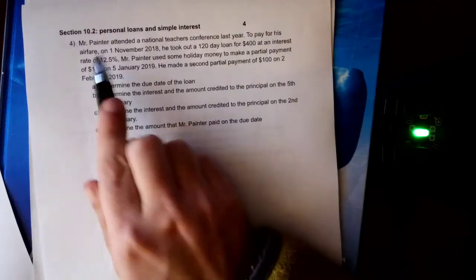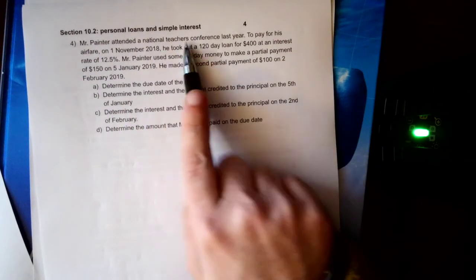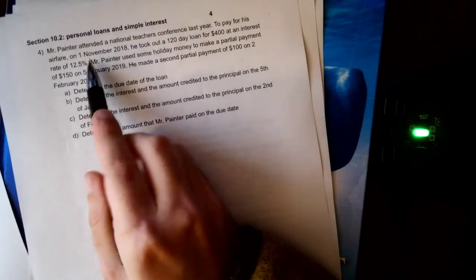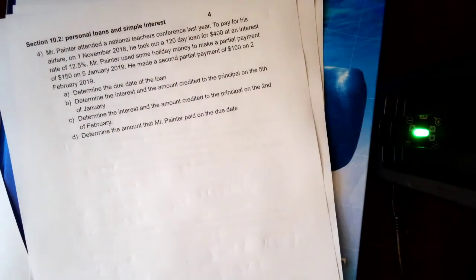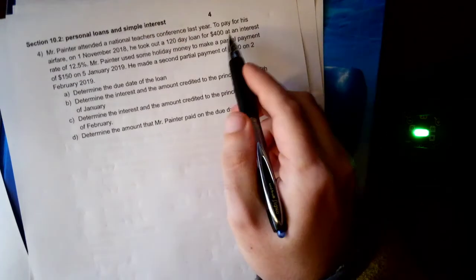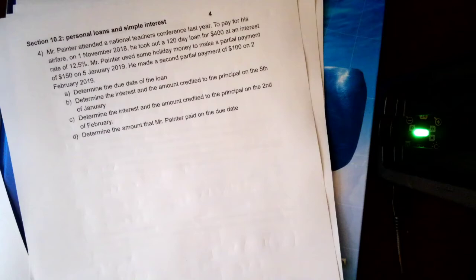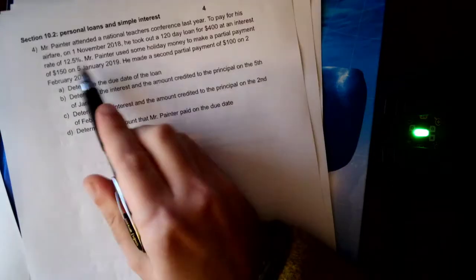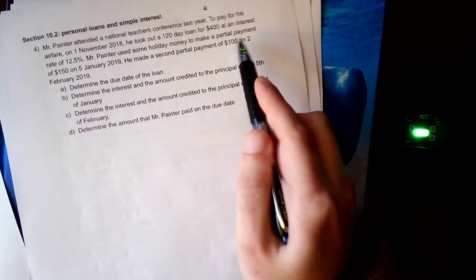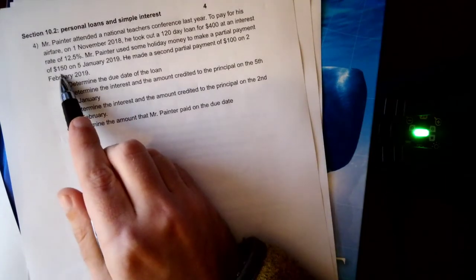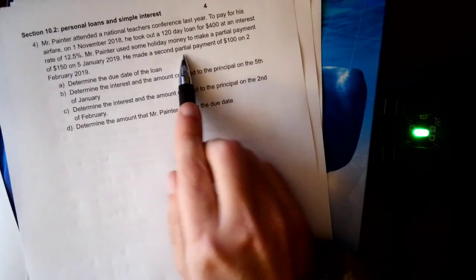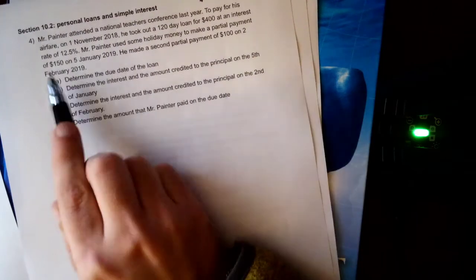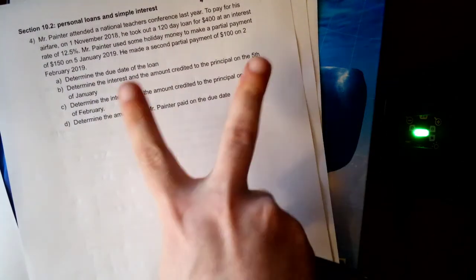This example says, Mr. Painter, that's me, attended a national teachers conference last year, so in 2019, right? To pay for his airfare on the 1st of November 2018, I took out a 120-day loan at an interest rate of 12.5%. Mr. Painter used some holiday money to make a partial payment of $150 on the 5th of January 2019. And then he made a second partial payment of $100 on the 2nd of February 2019. So I made two partial payments.